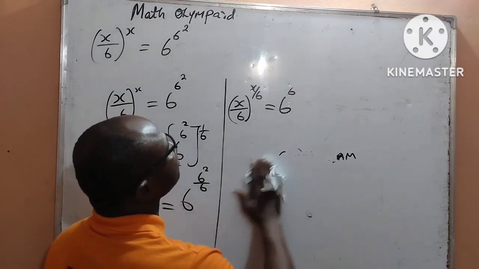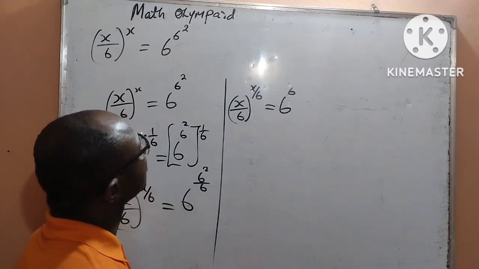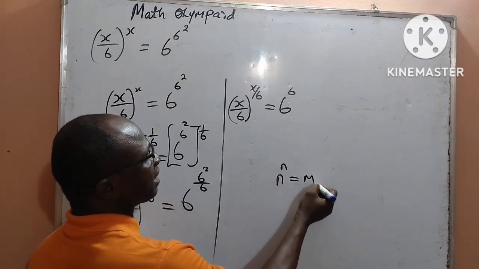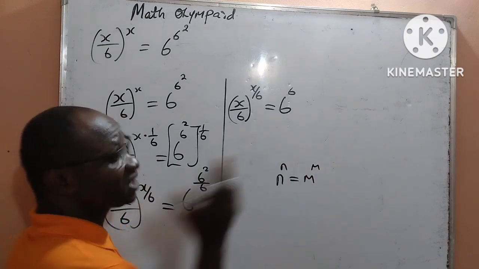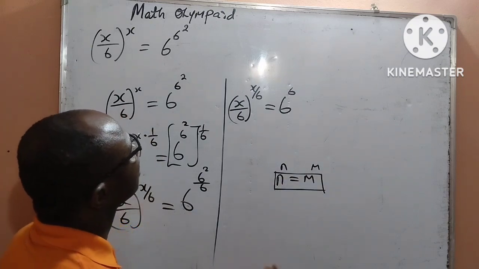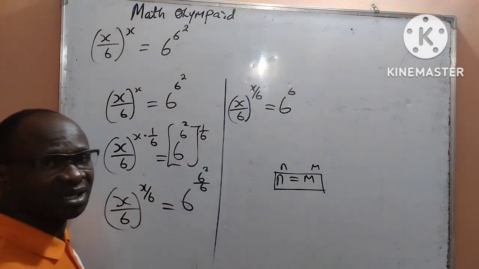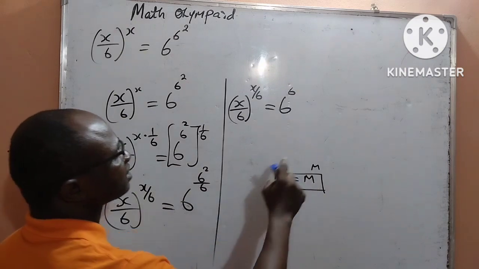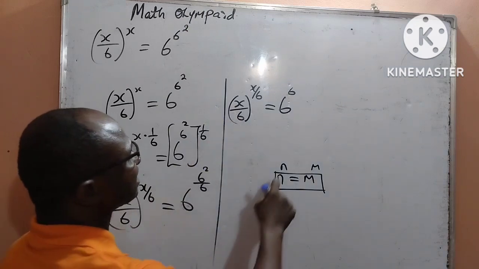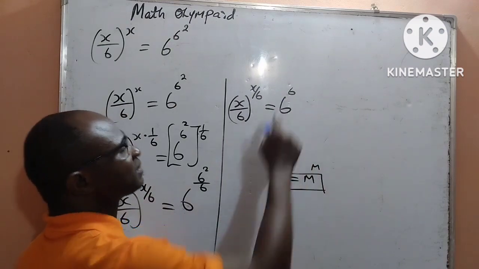Okay, moving forward from here, we are almost done. Like I said, it is a brief video. Alright, if I have n to the power n equal to m to the power m, when we say this, it implies that the base should be equal. The base should be equal. Implying that if my n is x over 6, my m is 6. It also implies that my power n here is x over 6, while my power m here is 6.